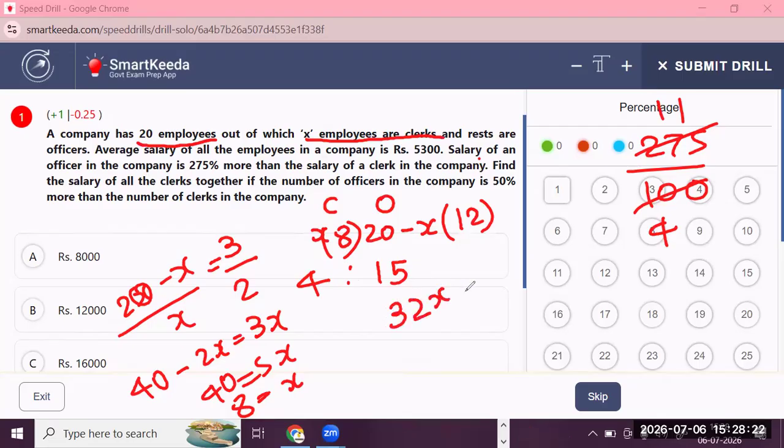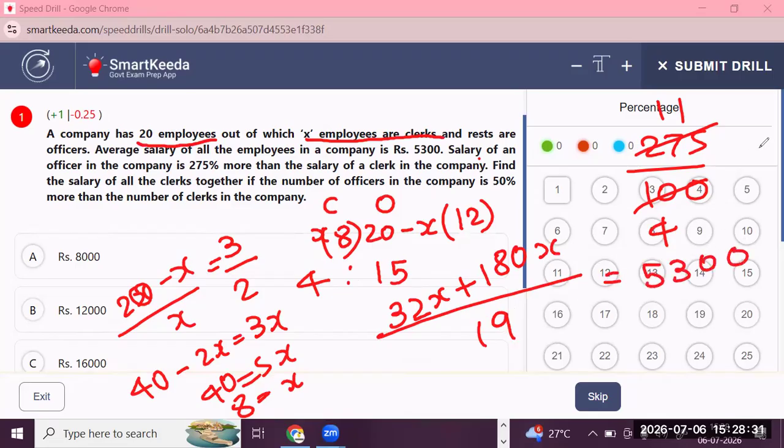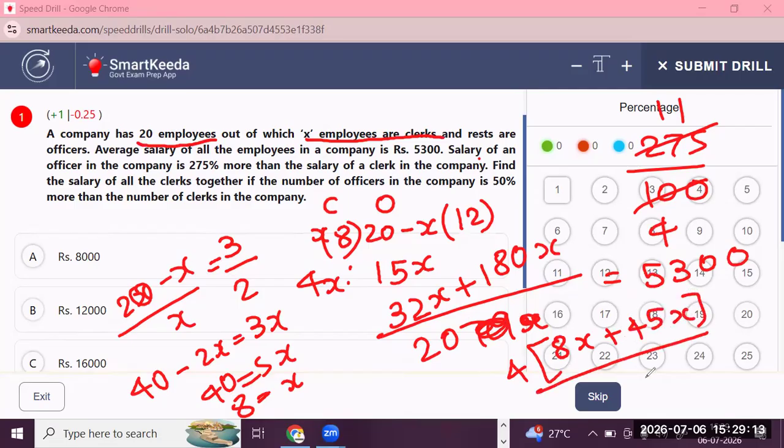तो 32x प्लस 180x अपॉन 19 is equal to 5300. नाउ यहाँ पे 20 आए, 20. और कॉमन ले लिया. 8x प्लस 45x अपॉन 20, 1/5. 5 उधर चला गया तो 152650 अपॉन 53.